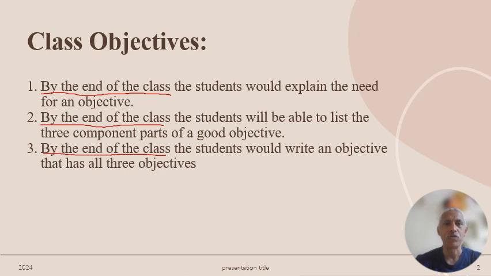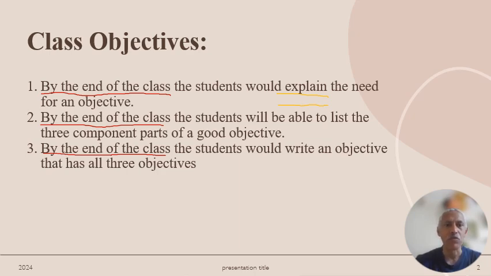And the next thing I want you to notice is what is it that I want you to do? These will be the important verbs that we have. What I want you to do in the first objective, the performance I expect from you, is to be able to explain the need for an objective.